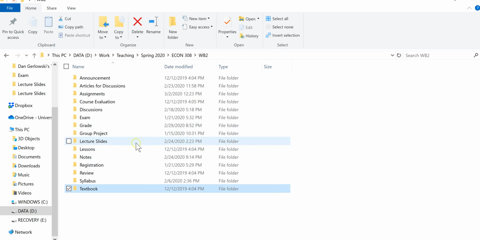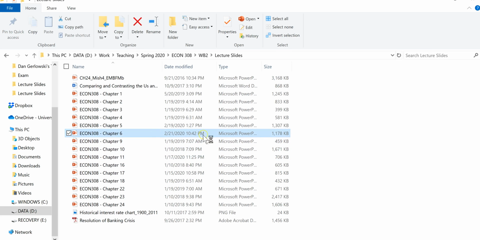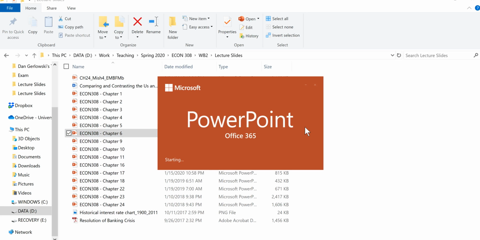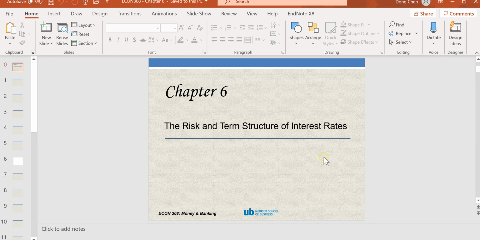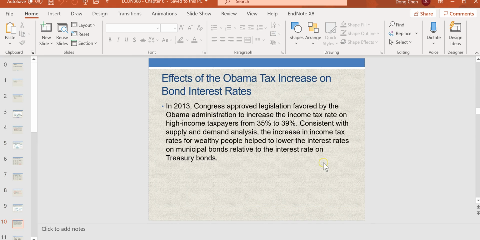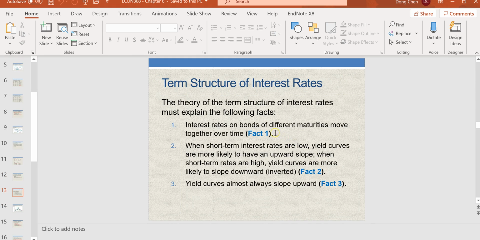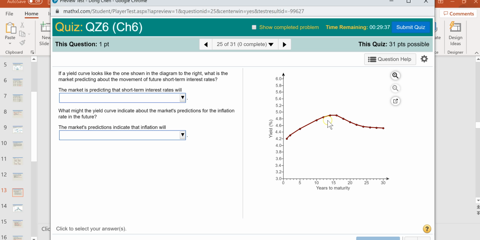So if we go to our lecture slides, the three empirical facts are summarized as: the interest rates on bonds of different maturities move together over time, and when short-term interest rates are low, yield curves are more likely to have an upward slope, and it's the other way around when the short-term interest rates are high. And finally, yield curves almost always slope upward. So in this case, the yield curve first slopes upward, and then after some maturity, it begins to slope downward.